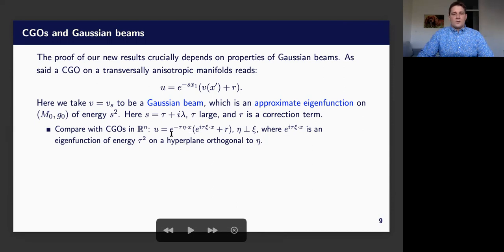So we have sort of an exponentially large factor in front, which is actually an eigenfunction of negative energy. Then in the brackets, we have an eigenfunction on a set which is orthogonal to this x1 direction, or similar to the eta direction. And this v is an eigenfunction or approximate eigenfunction on this orthogonal space. So this is the reason why I call these CGOs.